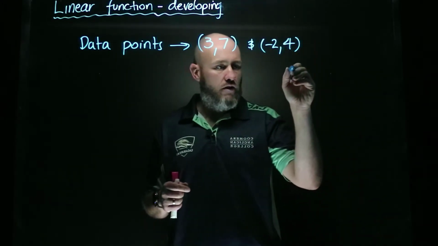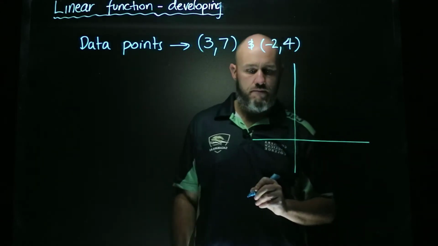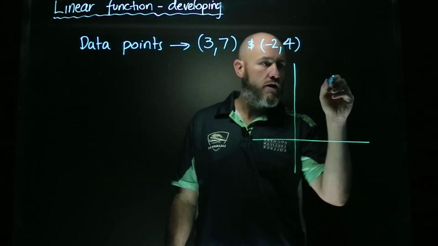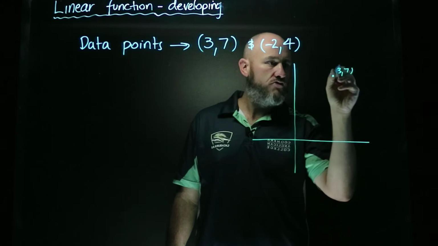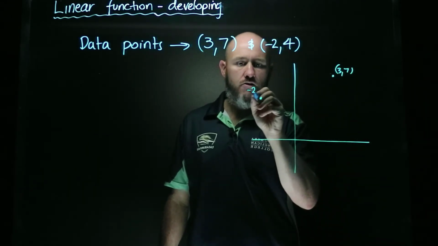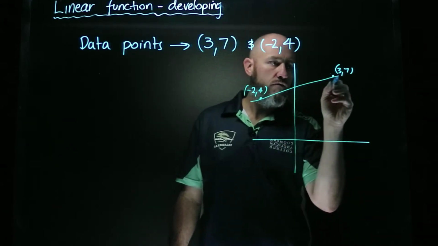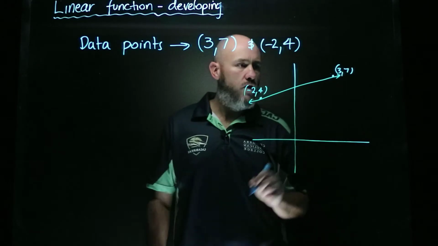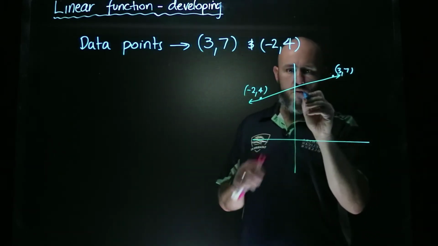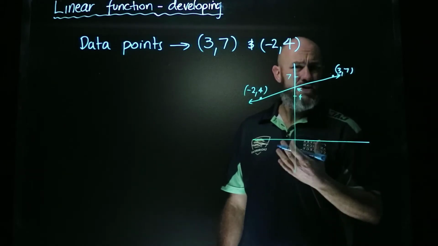So just quickly though, and you don't have to do this, I could choose to just throw up a little graph here. And I've got 3, 7 is about there. Of course, you'd have a ruler, etc. And negative 2, 4 is about here. Okay, and it's not a bad idea to just somehow get an idea of what my function is going to look like. So if I have a look at this, I can see my y-intercept is going to be somewhere between 4 and 7.